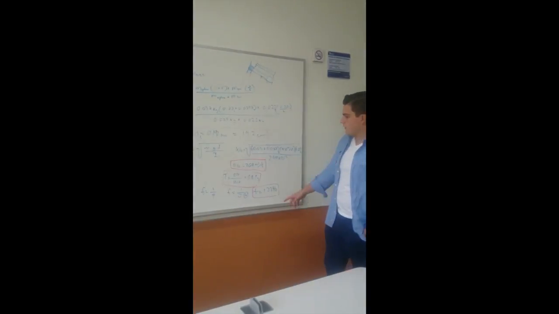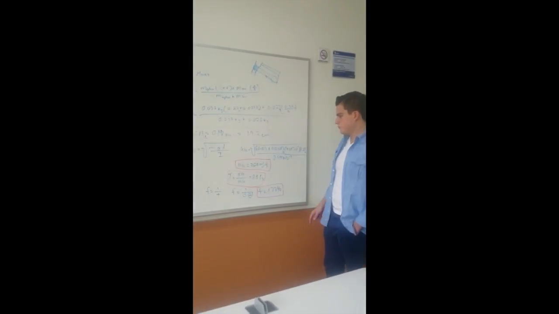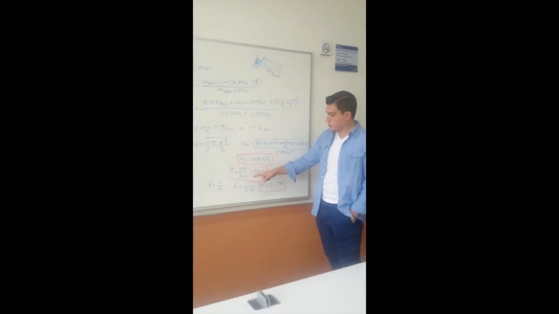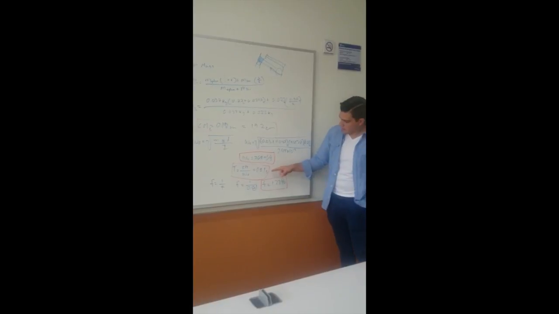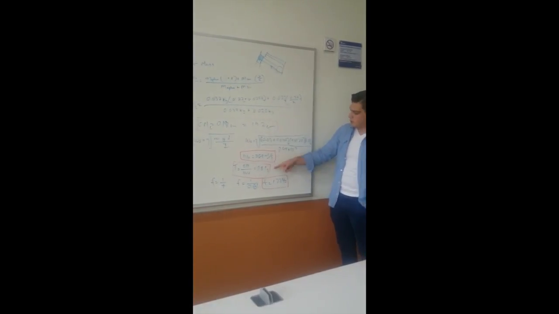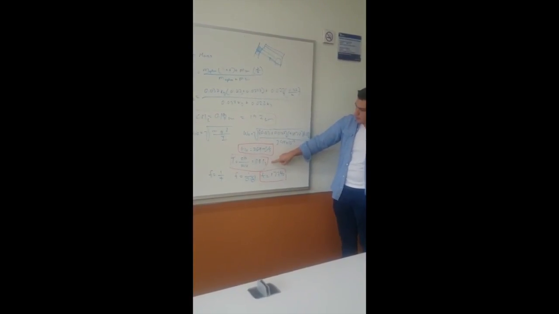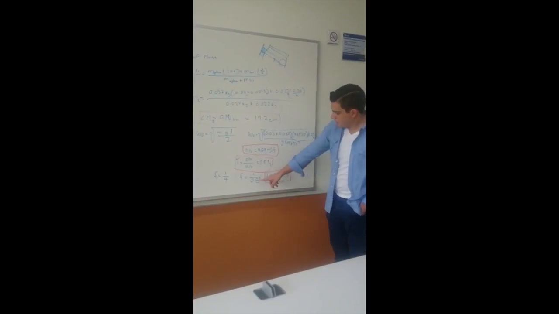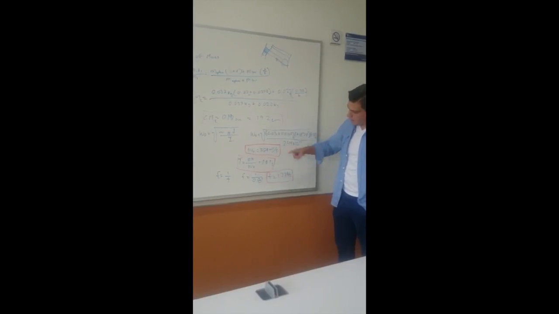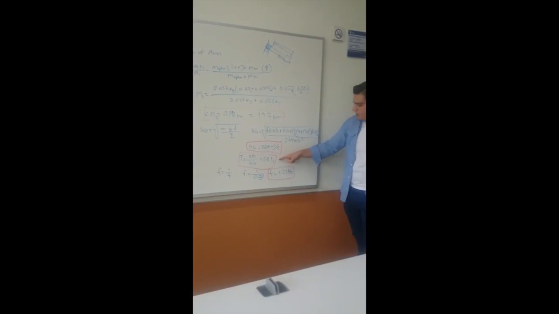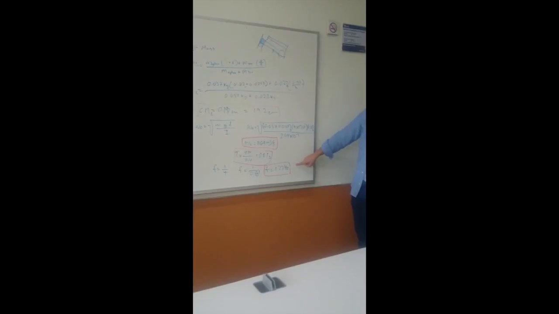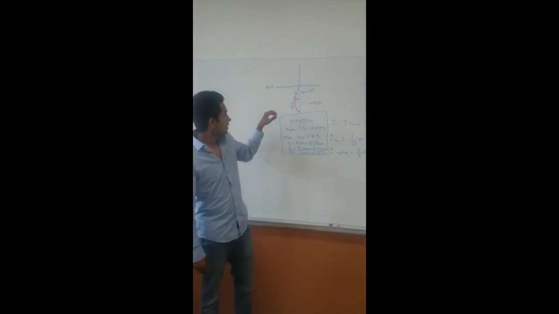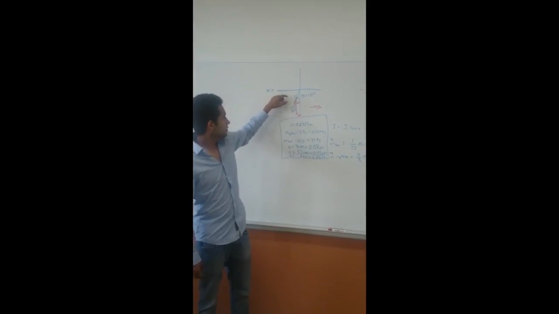Then we have the formula for the period, which is 2π over the initial angular velocity, and then we have this number, and the units are in seconds. And then for the frequency, it is 1 over the period, and that's where we get the 1.23.